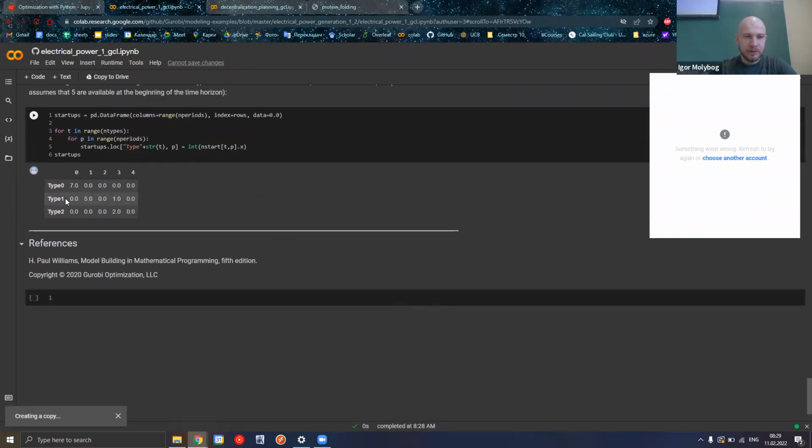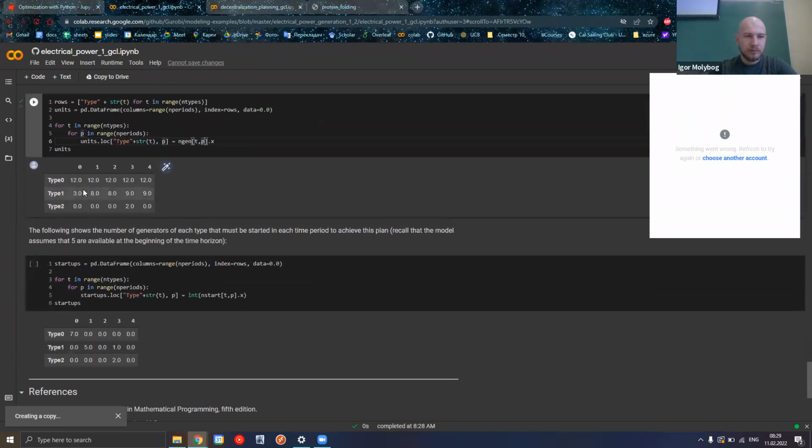and type 1 is being turned off in the first time period. Then we use type 1, which is being almost off in the first time period.